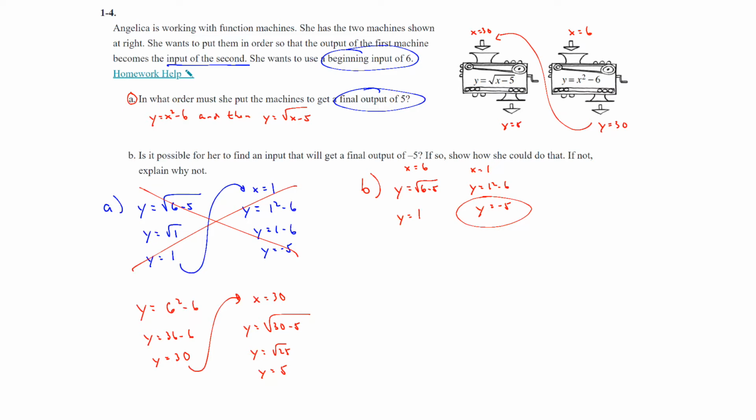It says, if so, show how she could do that, and that is basically you're going to plug it into the first function, y equals the square root of x minus 5, when x is equal to 6. I'll write that down when x equals 6, and then that will get plugged into the second machine, y equals x squared minus 6.